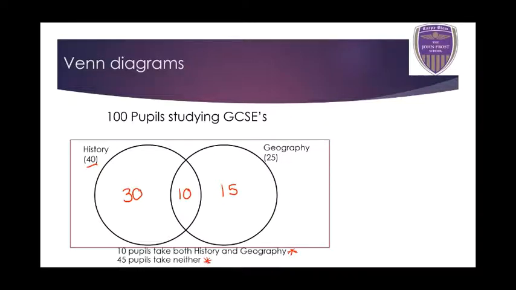So if a bit of data doesn't comply with either of the sets, so if a pupil doesn't do history or geography, we simply write their number outside of the Venn diagram like so. Okay, in this case, there were 45 pupils who took neither subject. So that is how you would populate a Venn diagram. This is what a real one looks like, okay?